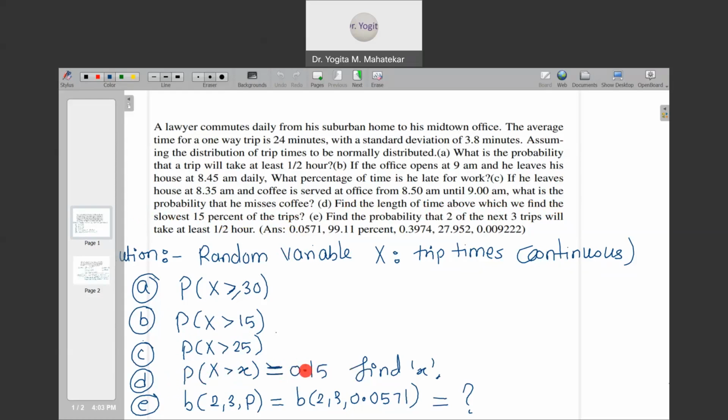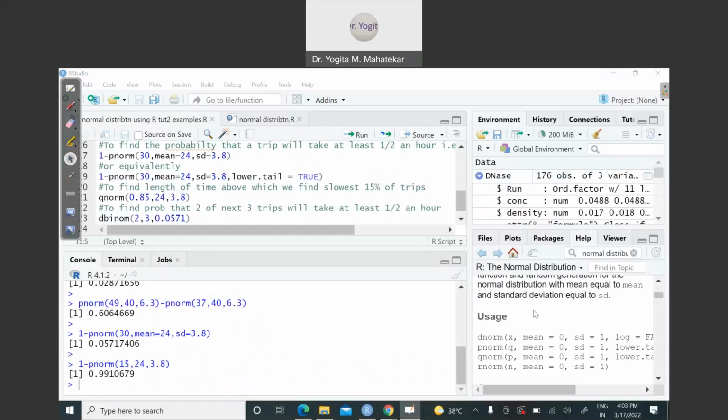15% is written in terms of a proportion, 15 by 100, which is equal to 0.15. And you have to find out that level of time, small x say, above which it happens. So we have to use the qnorm function over here. Q stands for the quantile. So one can see the qnorm command over here, which is present in the help window.